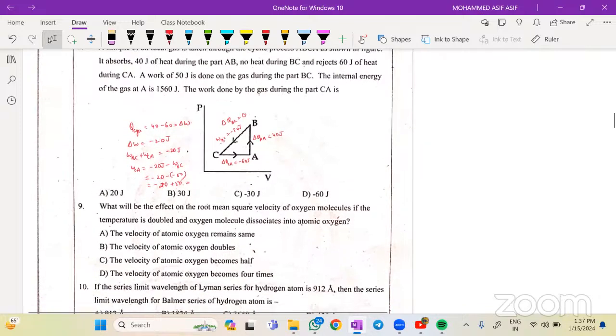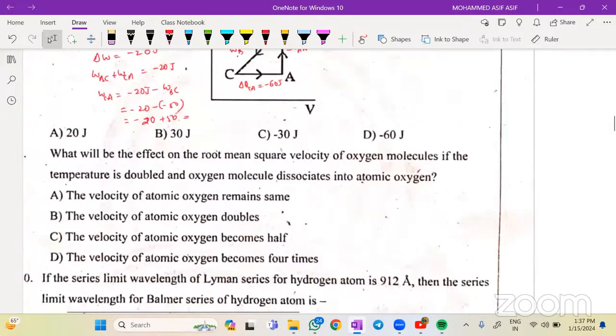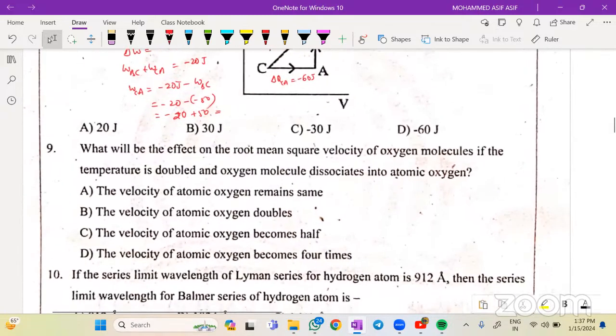What will be the effect on the root mean square velocities of oxygen molecule if the temperature is doubled and oxygen dissociates into atomic oxygen? This is also a good question, but again a direct question. Apply the formula of VRMS: VRMS equals under root of 3RT divided by capital M. Initially for VRMS, the mass of each atom of oxygen is m, then the molar mass, whether dissociation or not, will be 2m.